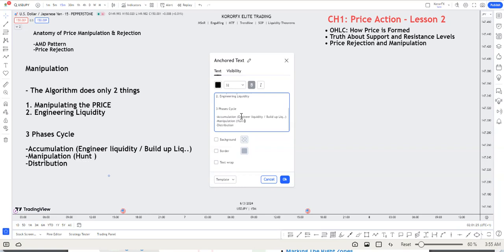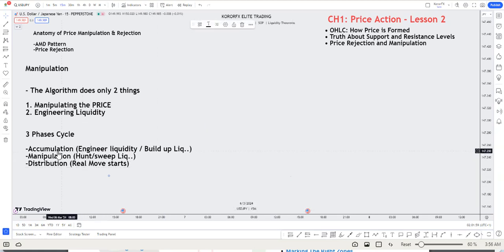Okay, they hunt liquidity. Hunt or sweep, as you know, it's liquidity. And after this second process is done, when the manipulation is done, then they distribute, and the real move starts there. So we want to know exactly the right time when price is distributing or moving its real way.